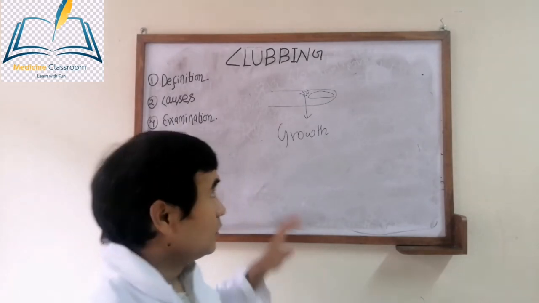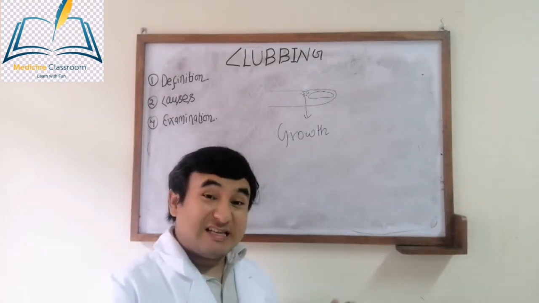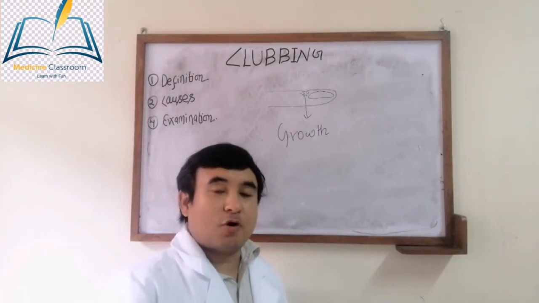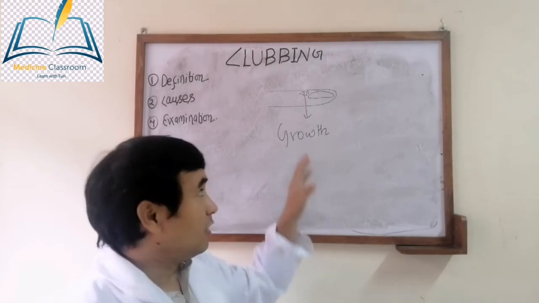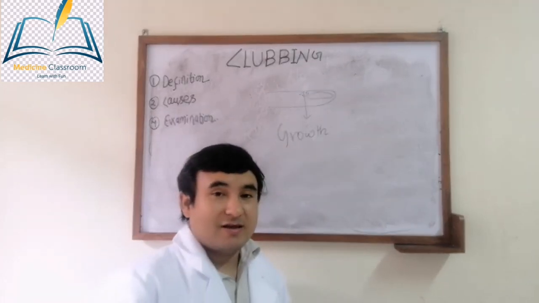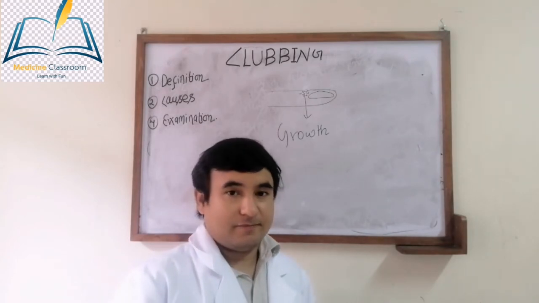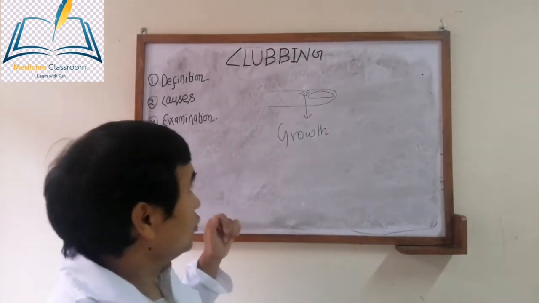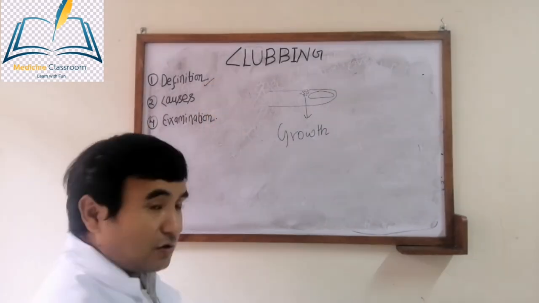Okay, so clubbing is a sign which was elicited even by Hippocrates. That is why we also call the club nail the Hippocrates nail. Okay, so what are the causes of the clubbing?